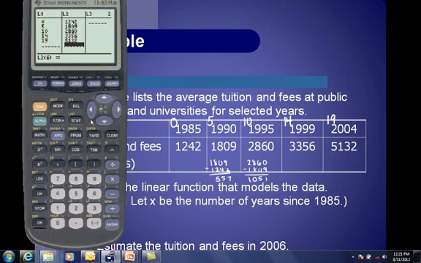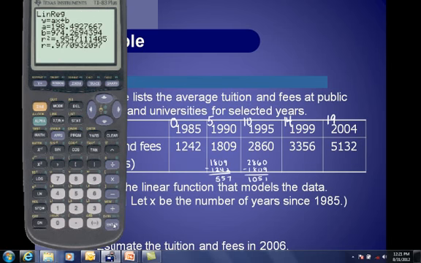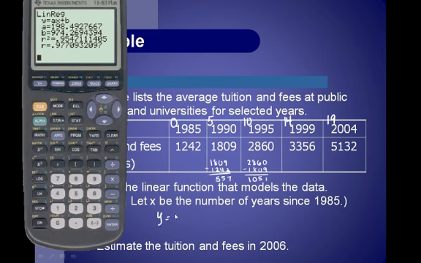Once we get all of the values in there, remember we go to Stat, we go to Calculate, and we choose option number 4, which is linear regression. Pressing enter gives us our formula, y equals 198.5 times x plus 974.3. Is this an exact fit? No, it's not, but it's pretty close. You notice r is 0.97, or almost 0.98, so it's very close to 1. So this is a pretty good fit.